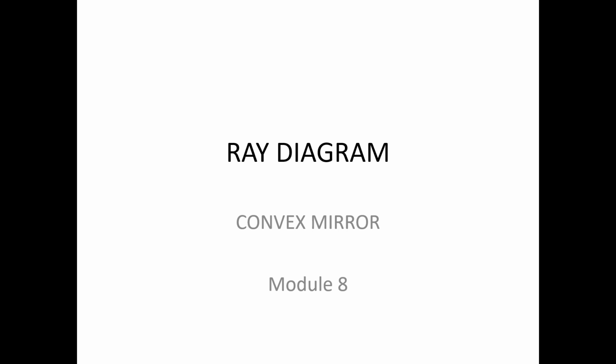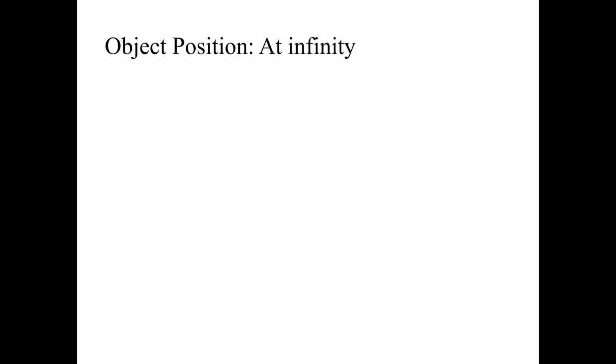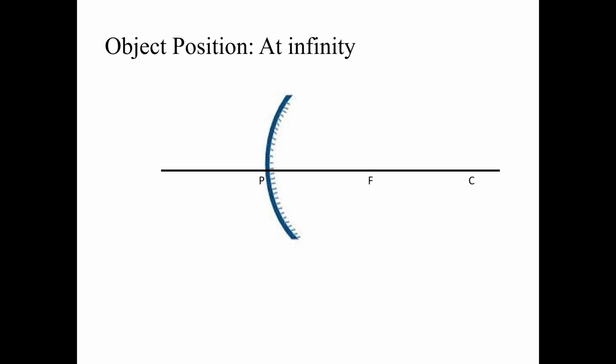The first one is object at infinity. The same we have done for concave mirror also. Here also the diagram remains the same, but the only change is the mirror. There we have used a concave mirror, here we are using a convex mirror. So draw the convex mirror, label all the points on the principal axis.